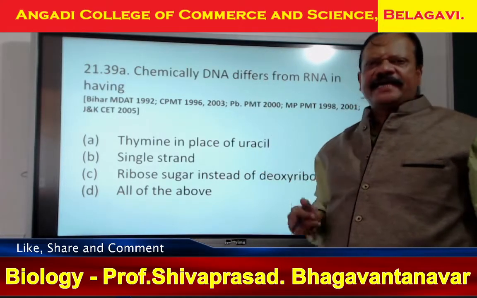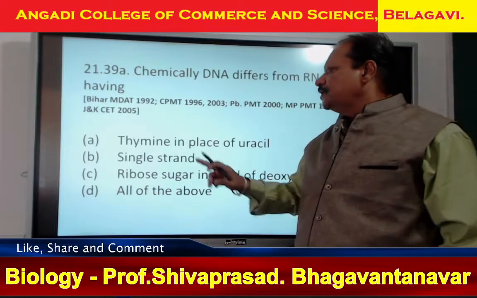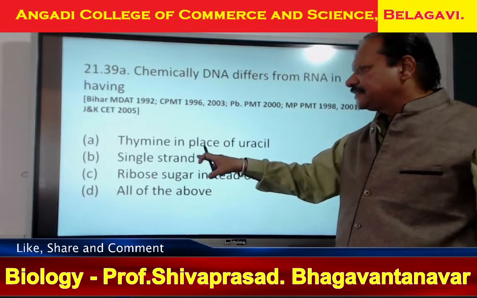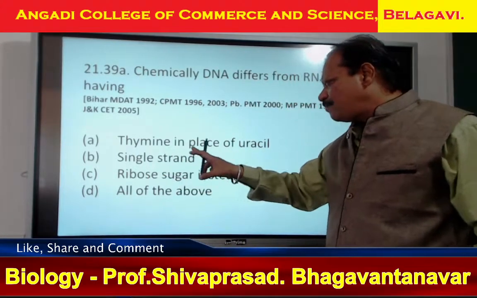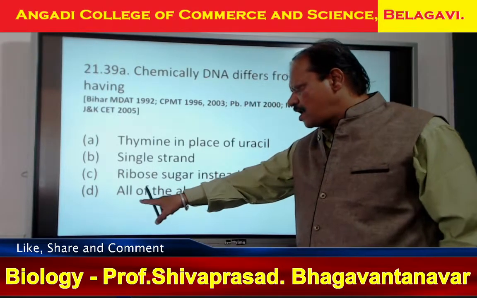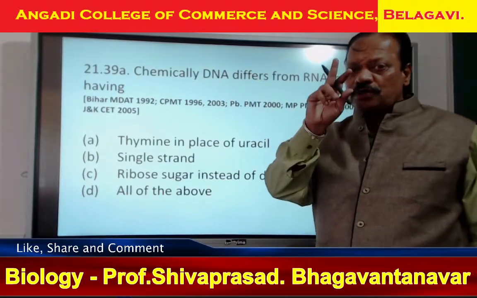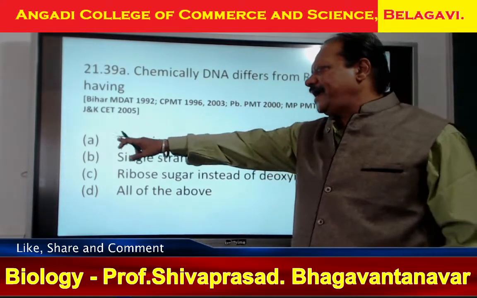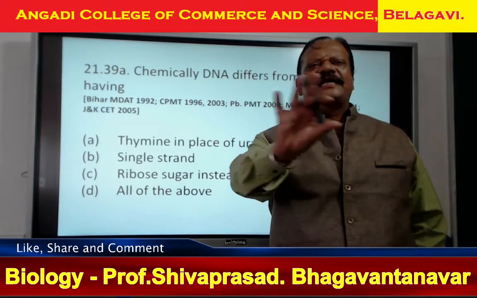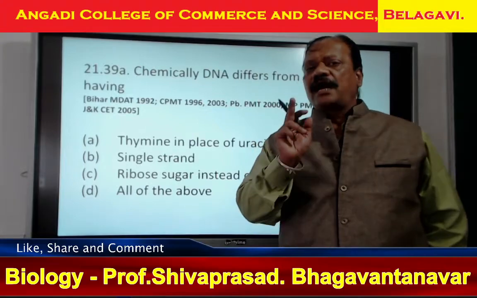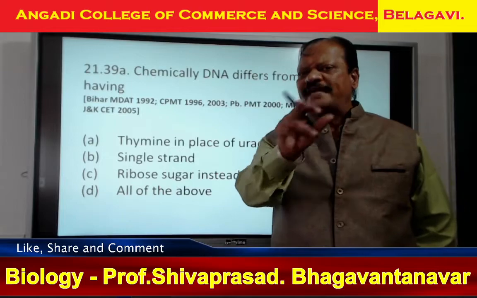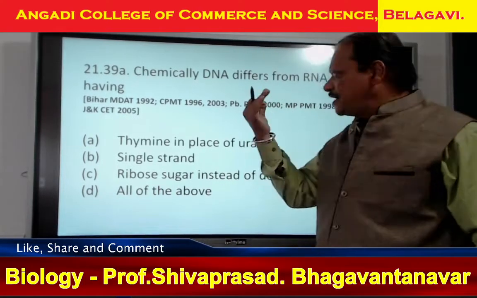We'll go through the options here, then we will come to know. A, thymine in place of uracil. B, single strand. C, ribose sugar instead of deoxyribose sugar. D, all of the above. So the right answer is option A, thymine in place of uracil. Again I am repeating, in DNA thymine is present and in RNA uracil is present. So we'll move to the next question.